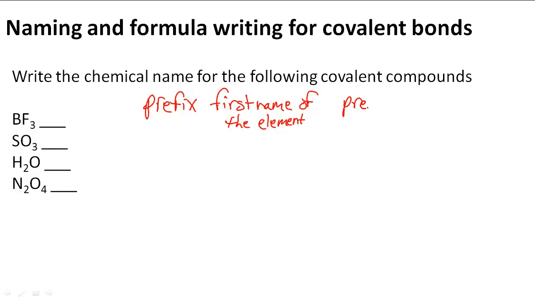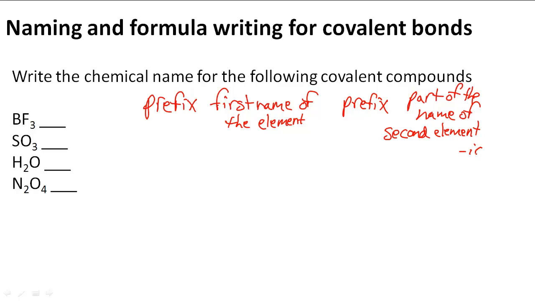Then there's going to be another prefix, and then part of the name of the second element, but it ends in -ide, sort of like ionic compounds. So we have a prefix, then the name of the first element, then another prefix, and the name of the second element ending in -ide. So let's try this with the first one. The prefixes go like this.